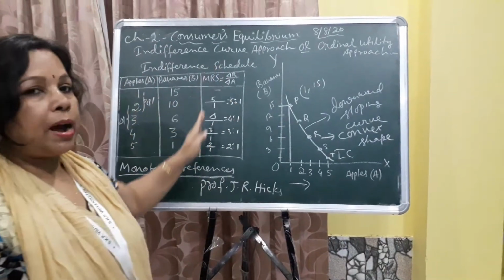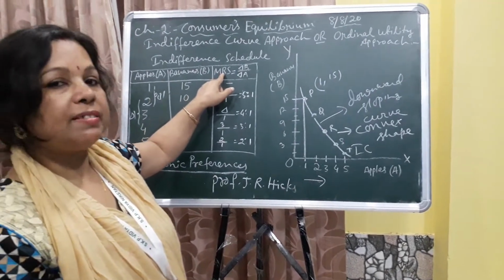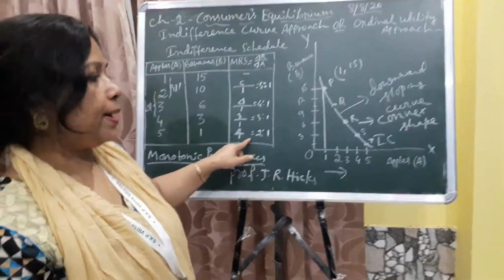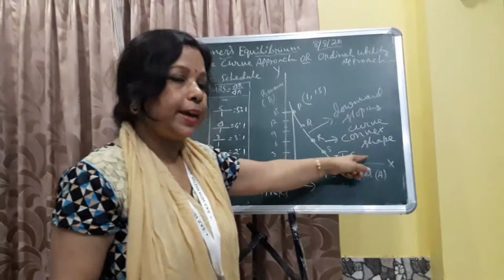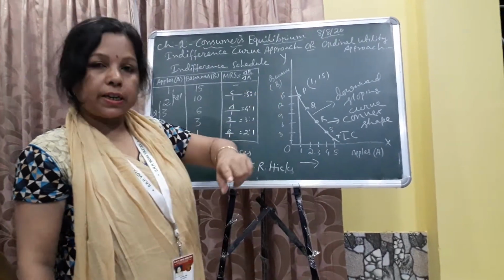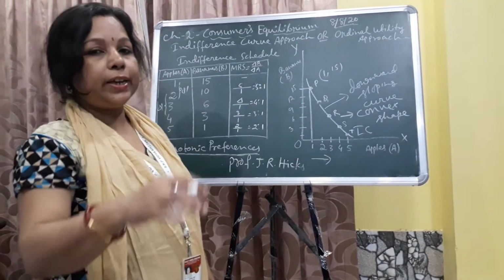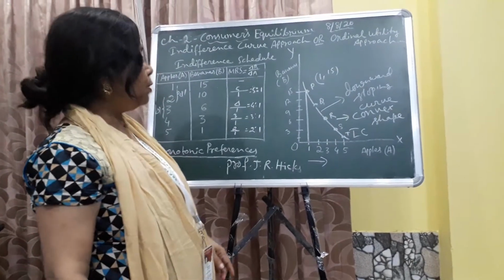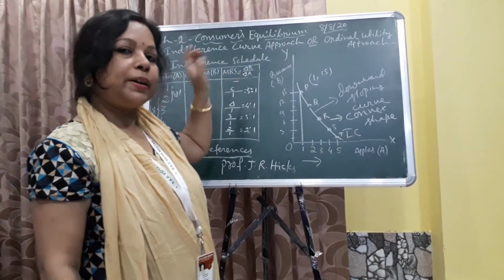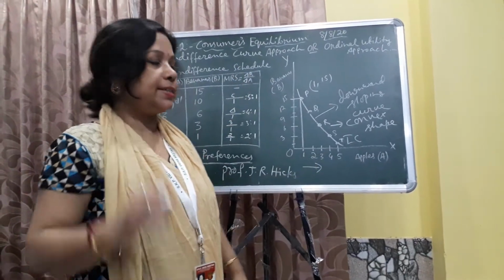From MRS, marginal rate of substitution, we can say what the shape of the diagram will be. If it decreases, that's why it is a convex shape. If the marginal rate increases, then it will be a concave shape, or if it is constant, then it will be a straight line. So you have to keep in mind the shape depends on the marginal rate of substitution, but originally an indifference curve looks like a downward sloping convex shape.